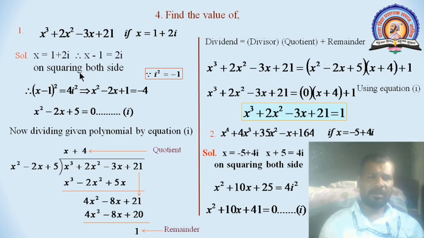On repeating the same procedure, divide the given polynomial by this quadratic equation, find the quotient and remainder, and put all the values in the remainder theorem. We will get the value of the given polynomial is equal to 0. You can do it easily at home. So we'll see the next example.